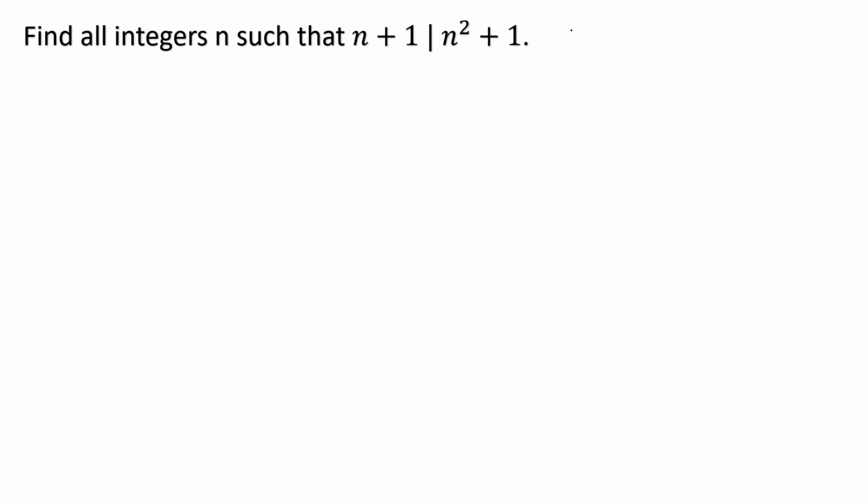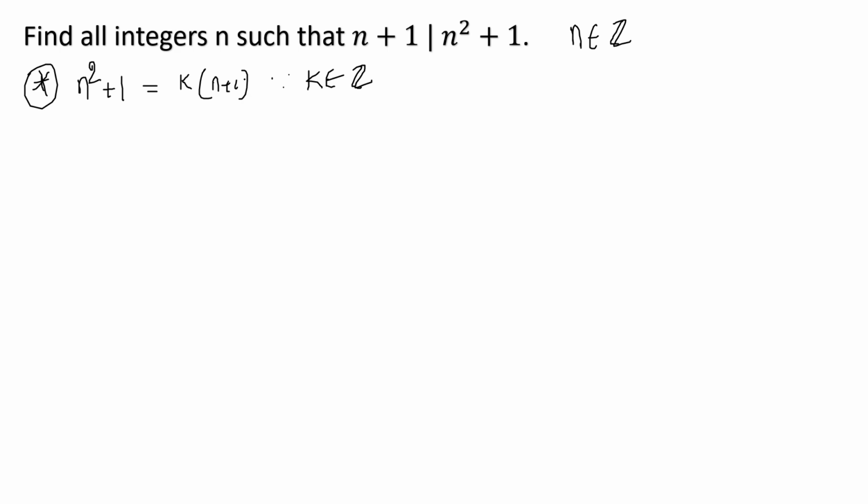So we have to find all such integers n, which can be positive or negative, such that n plus 1 is a factor of n square plus 1. Stated otherwise, one approach, as we have learned earlier, is that we can always write from the definition n square plus 1 is equal to k times n plus 1, where k is some integer.